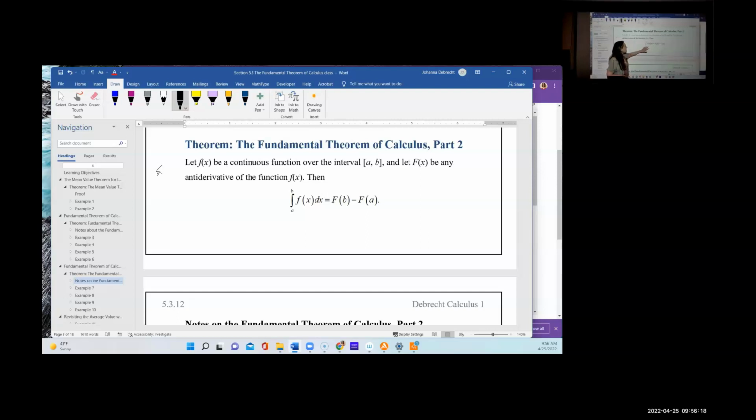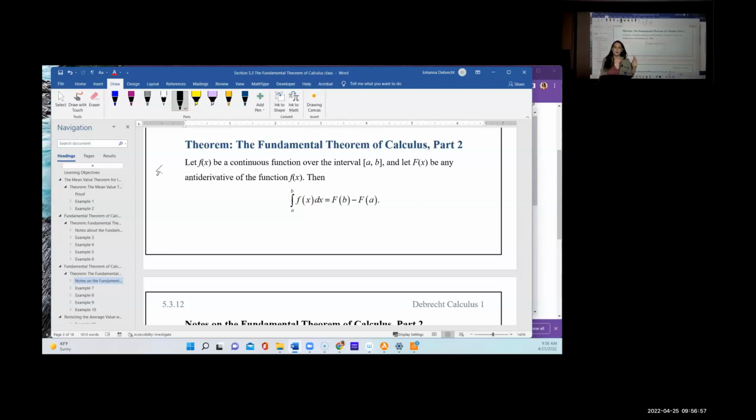It says, if I have a continuous function over a closed interval from a to b, so I can draw the graph without picking up the pen, so no jumps, no holes, no displaced points, and no vertical asymptotes. Then let F of x be any antiderivative of the function lowercase f of x. Then the definite integral from a to b of f of x dx is equal to F of b minus F of a. Very simple formula.